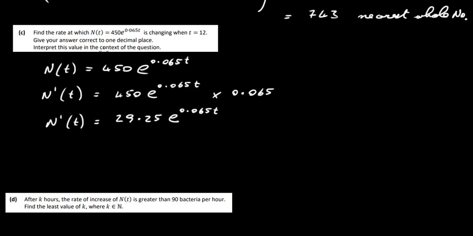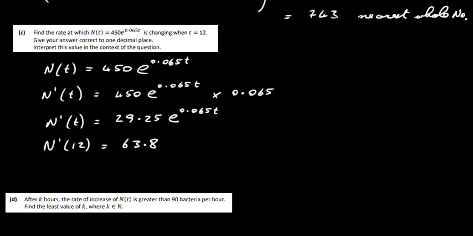Now we were asked to do N prime 12, so we've got to put 12 in here instead of t. When you do that, that's just calculator work, you get 63.8. What does that mean then in the context of the question?